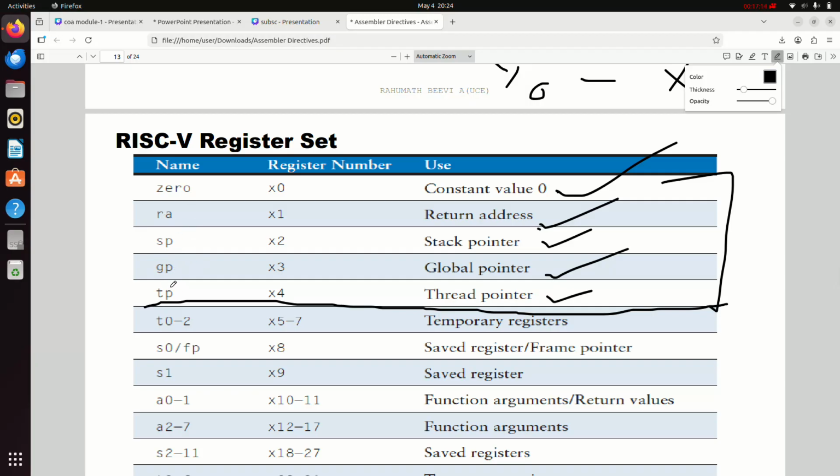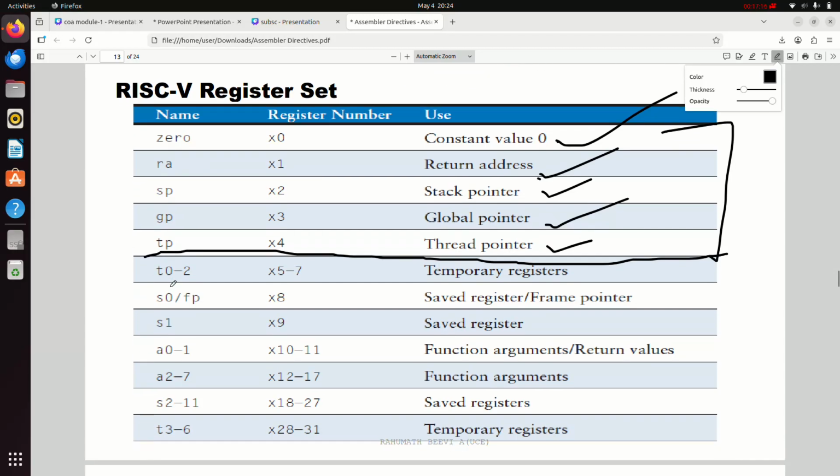That is done. Then the temporary registers are coming: T0 to T2. There are three temporary registers, x5, x6, x7. So next try to learn this part. My main idea is to teach from the video itself, that's why I'm taking this much time.